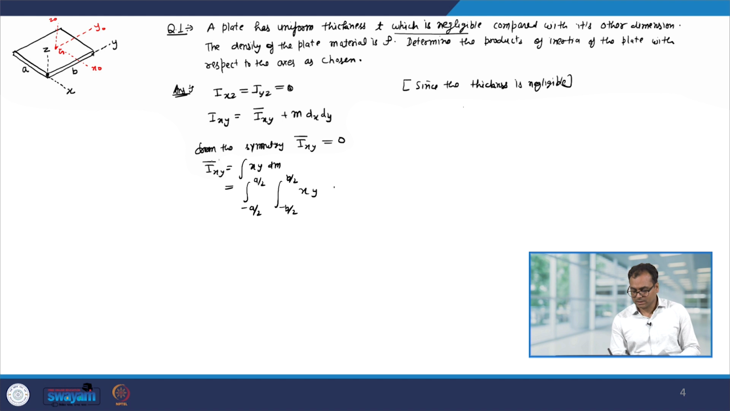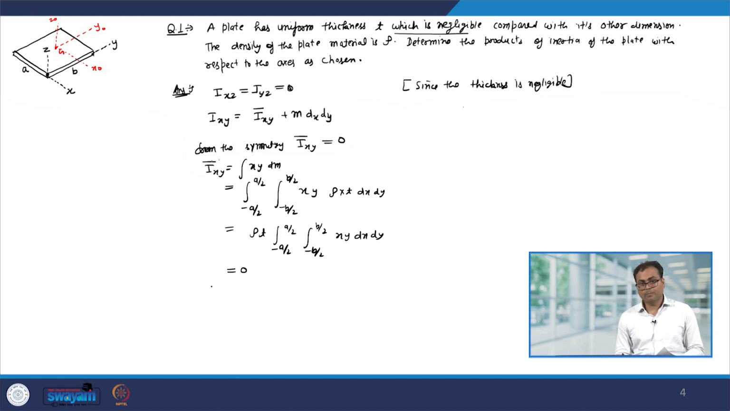So, mass will be the density times the volume. So, thickness is t, which is small, and then dx dy. So, that will be equal to rho t, minus a by 2 to a by 2, minus b by 2 to b by 2, x y dx dy, which is of course 0. Let us put this in equation number 1.